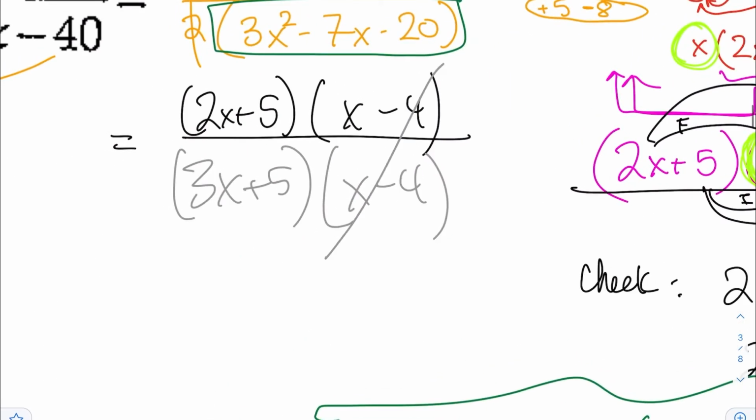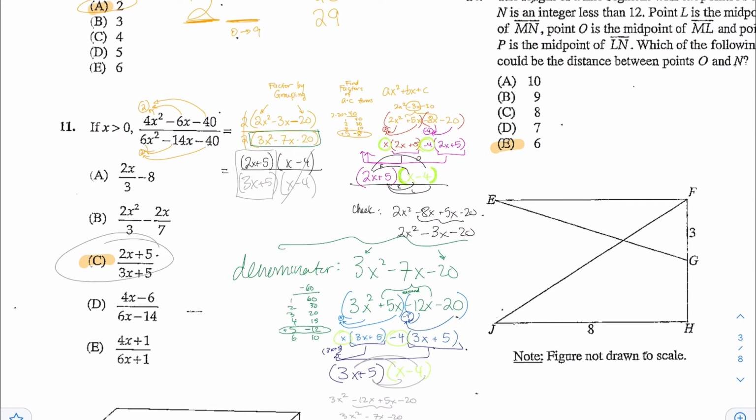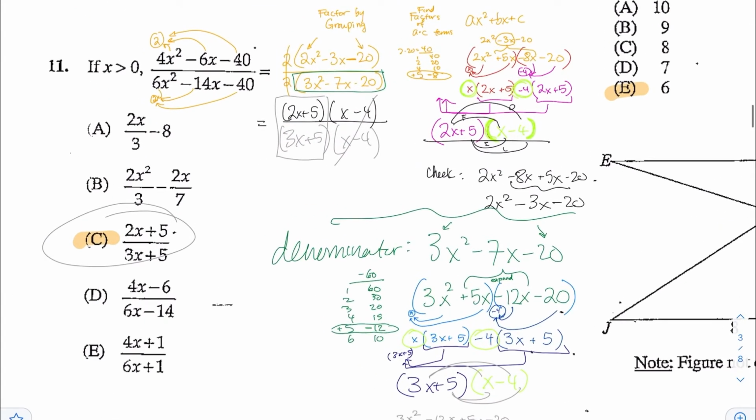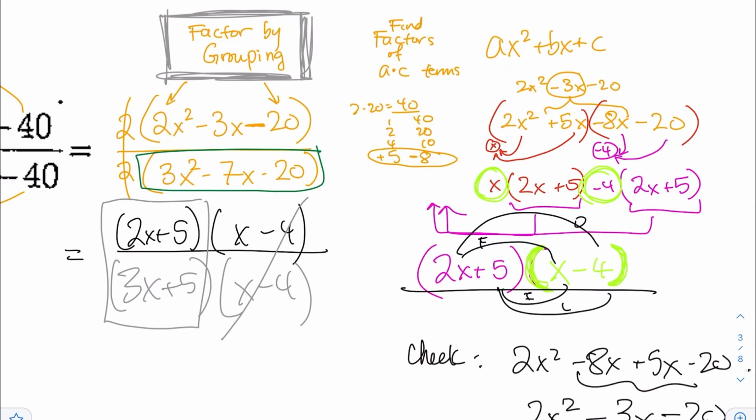And notice that the x minus 4s will cancel out. So you have choice C left over, 2x plus 5 divided by 3x plus 5, which you can't cancel anymore because you can't factor anything out. So the trick here for what we did was a strategy called factor by grouping, and you only use this strategy when the A term is greater than 1, for ax squared plus bx plus c, which we had to do multiple times here. Other than that, you wouldn't use factor by grouping.